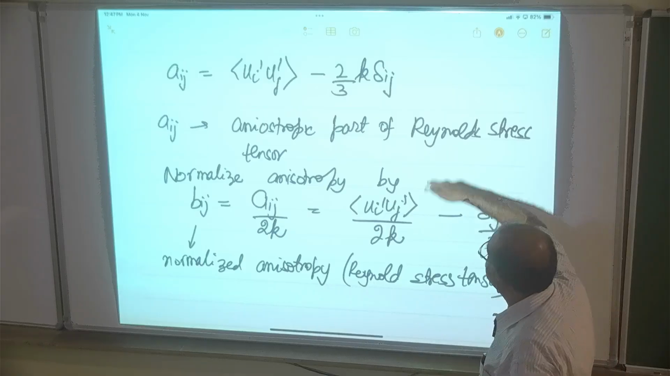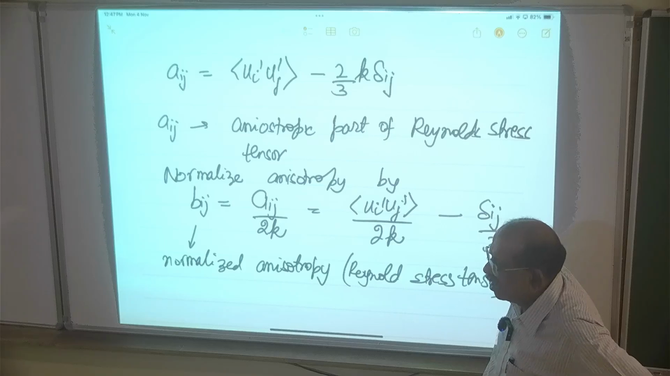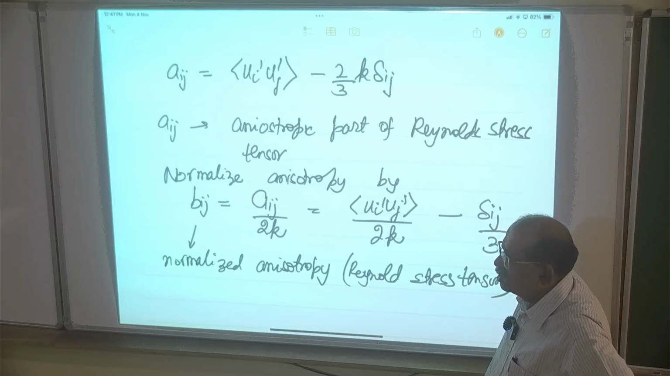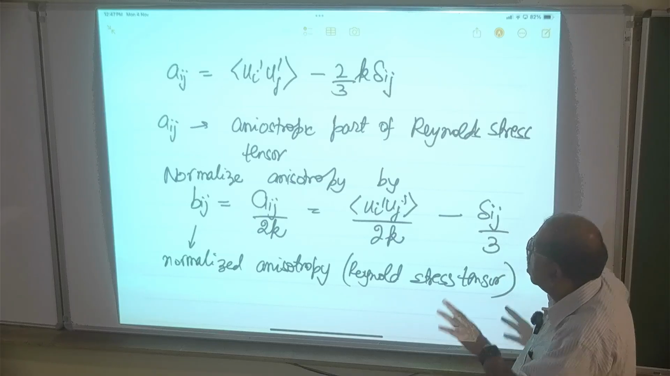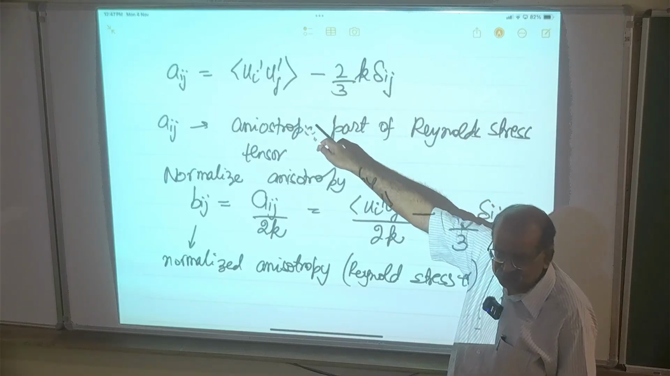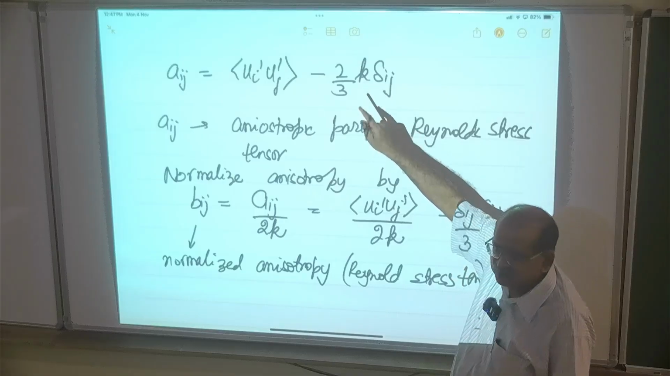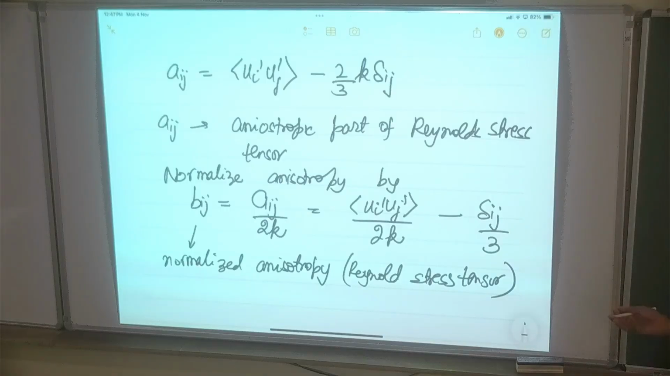Its trace will always be 0. So Aij is also 3 cross 3, but the diagonal terms sum to 0. There are totally 3 diagonal terms, but because the trace is 0, there will be 5 independent components of Aij. We started from ui prime uj prime with 6 components. The 6th one is this k. So ui prime uj prime is not independent of k; k comes from there only.